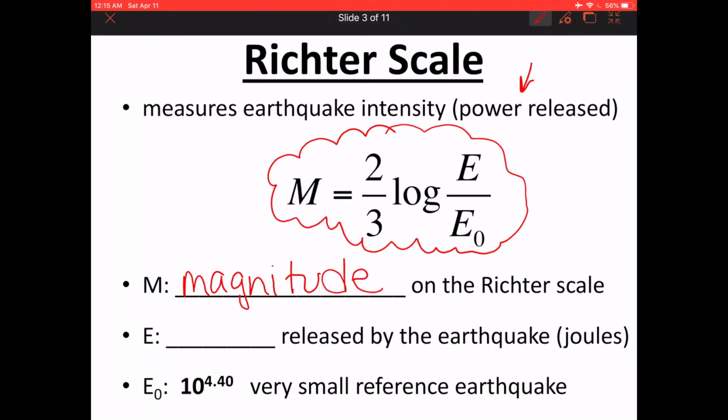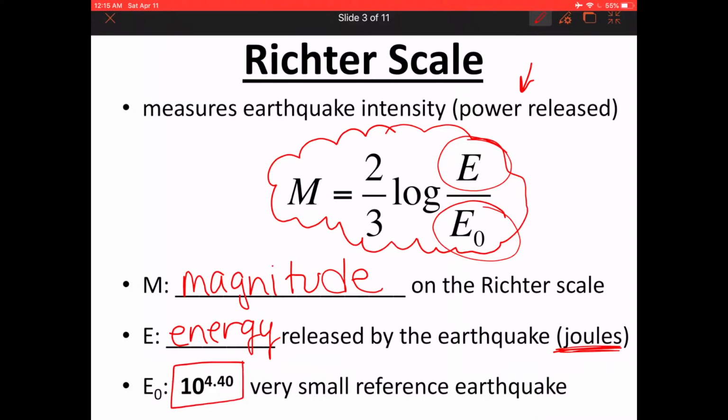The letter E, so this E in the numerator, represents the energy released by the earthquake, and we measure energy in joules. And E sub 0, we always use the value 10 to the power of 440 for E sub 0, because that's going to be a very small reference earthquake, so that's why we always plug that number in. We're using that as our base number to measure all other earthquakes.